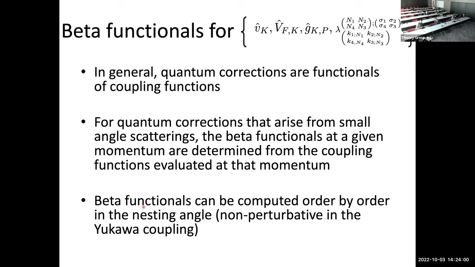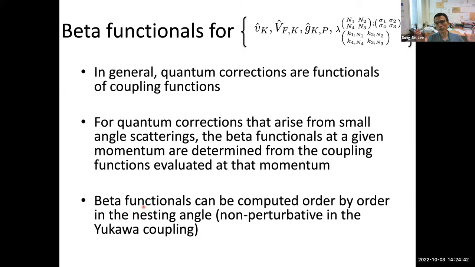In this theory, fortunately, because the theory is solvable in the small nesting angle limit, you can compute the beta functional in a controlled manner in the small nesting angle limit. The idea is that in the limit that the nesting angle is small, the four-fermion coupling that is generated by the Yukawa coupling also remains small. Therefore, all the calculation can be organized in powers of the nesting angle.